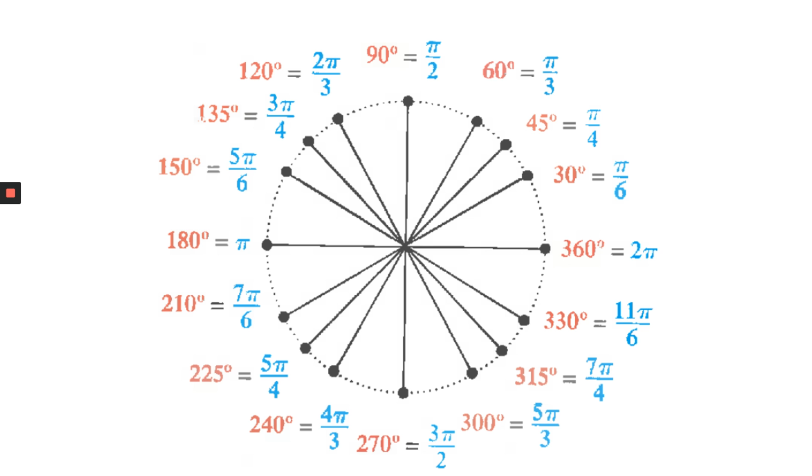Okay, so we looked at the unit chart last class. Just a reminder, this is what we've got going here. 30, 45, and 60 are our important angles. 30 matches up with pi over 6, 45 is pi over 4, and 60 is pi over 3. And then lastly, the quadrantal angle of 90 is pi over 2. If you know those four, you can count yourself all the way around the unit circle.